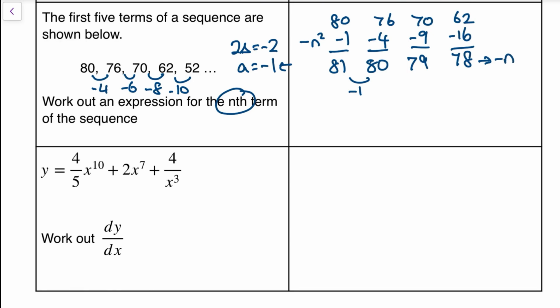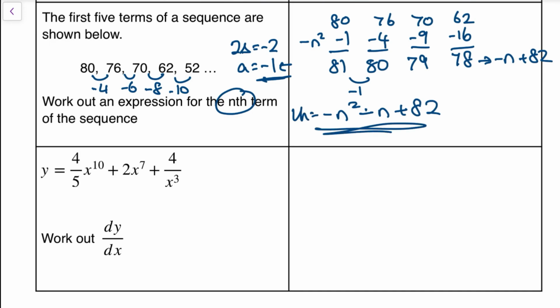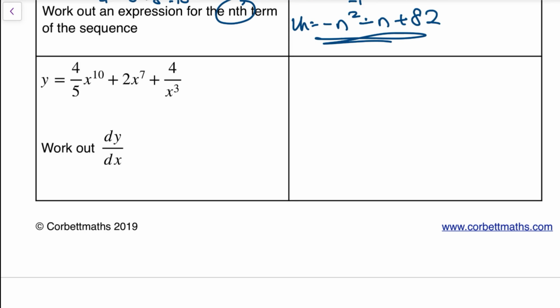going to be minus n plus the 82 to get back where I need to be, which is minus n plus 82. And let's bring it all together. So that's minus n squared, which comes from here, plus the sequence I've just worked out, which is minus n plus 82. And that is my nth term. Good question. Next question. Feels like I've got a bit of differentiation going on now.